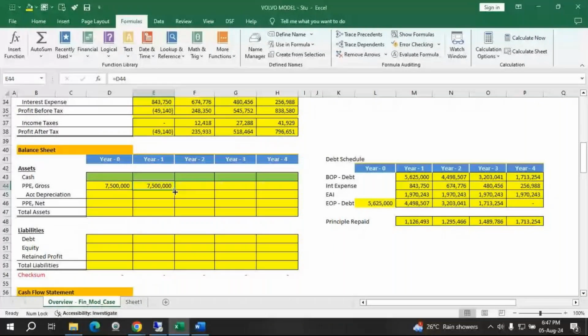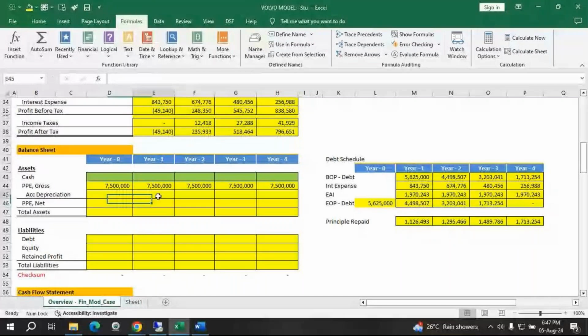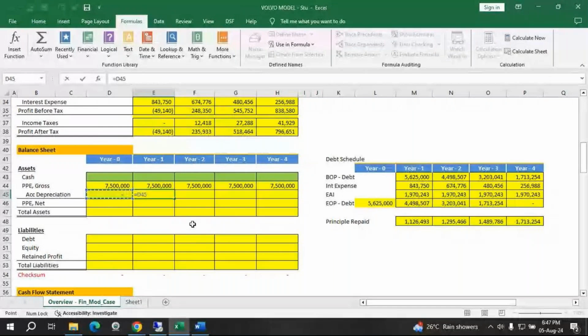Accumulated depreciation. So accumulated depreciation means what? We have worked on this also. The previous year depreciation plus the current year depreciation value is called accumulated depreciation. For the first year it will be 0, nothing will be there. So here, equals previous year value plus the PPE gross.